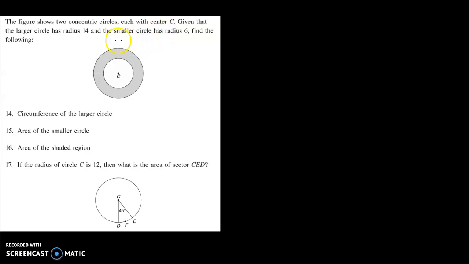The larger circle has radius 14, the smaller has radius 6. Find all of these things. What would be the circumference of the larger circle, area of the smaller, area of the shaded? I would strongly recommend pausing the video and seeing if you can solve this on your own, but I'm going to go through this relatively quickly.